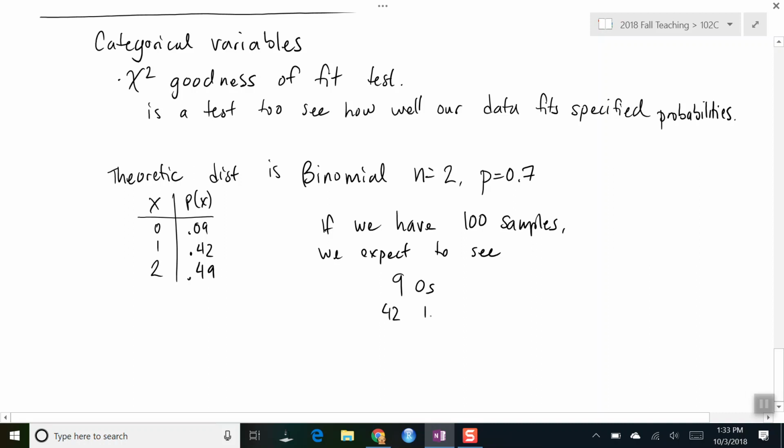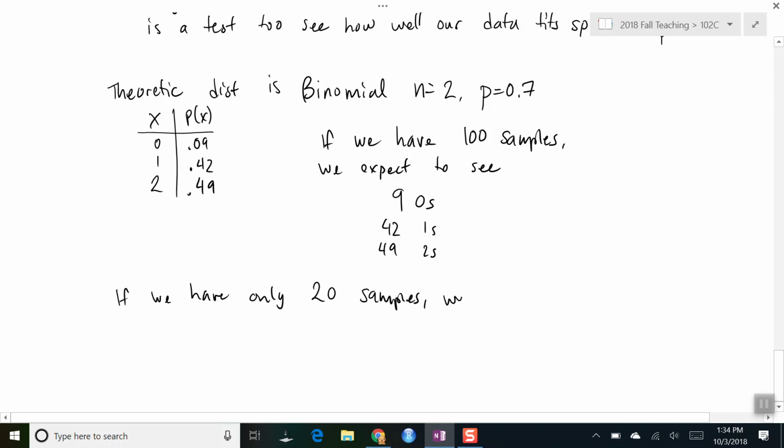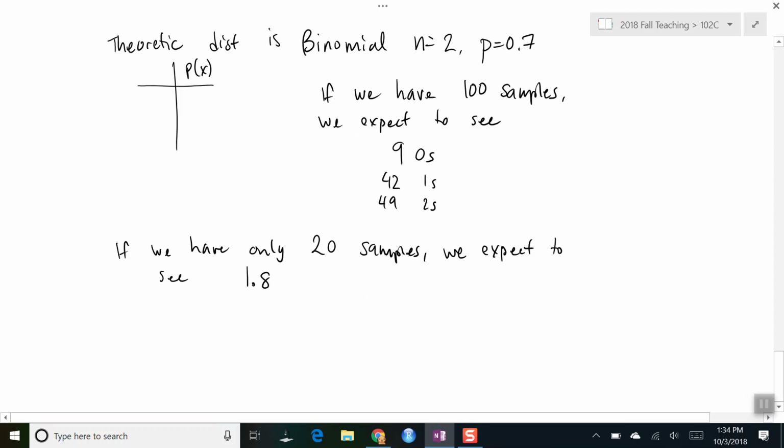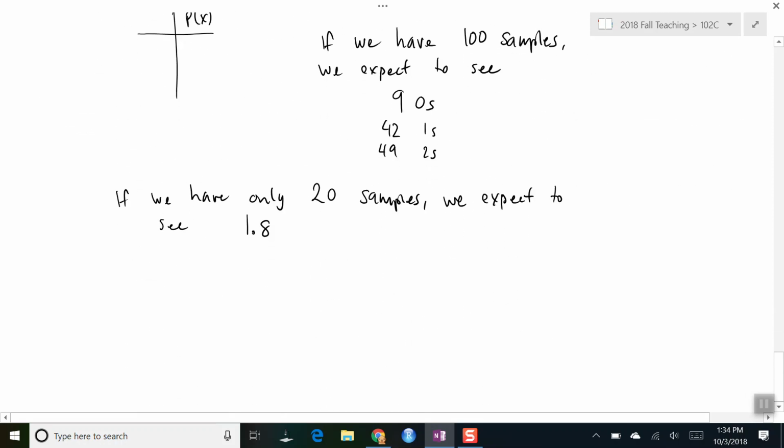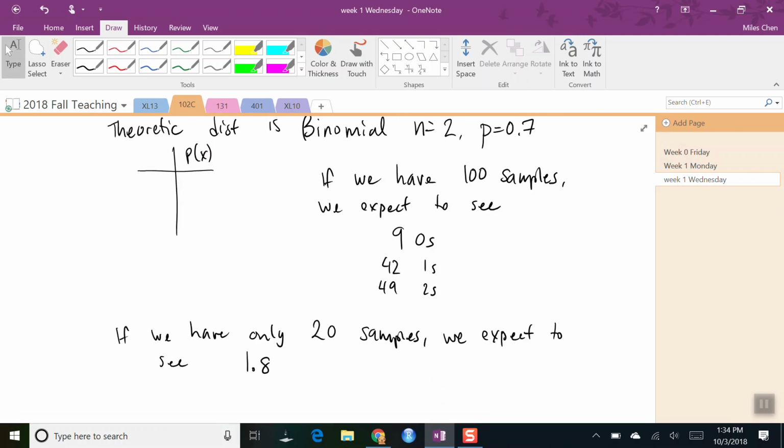Okay, so if we have 100 samples, then we expect to see what? 9 zeros, 42 ones, and 49 twos. Right? Okay, but on the other hand, if we have only 20 samples, then we expect to see what?